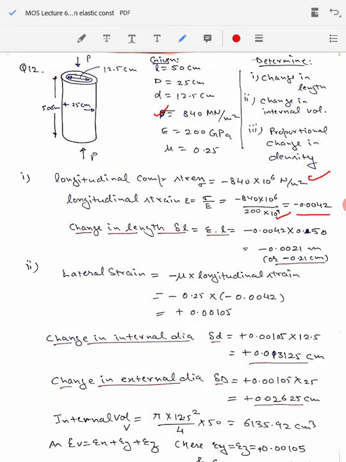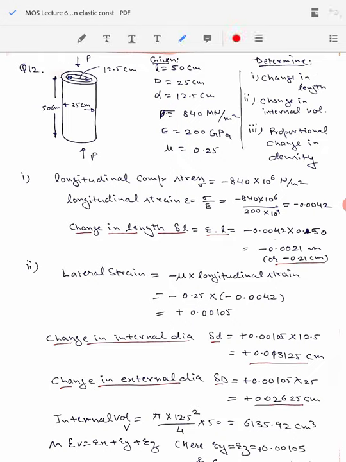Once we get the strain in the length direction or linear direction, we multiply it with the original length of the body. So epsilon times L will give you the change in the length, because delta L by L is strain. So delta L will be equal to epsilon times L. So you multiply the strain that you have just calculated with the length of the cylinder, which is 0.5 meter. So you get the value in meters as minus 0.0021 meter, which you can also write in centimeter as minus 0.21 centimeter. So that is the net change, which is negative. That means there is a shortening of the cylinder because of the applied compressive stresses.